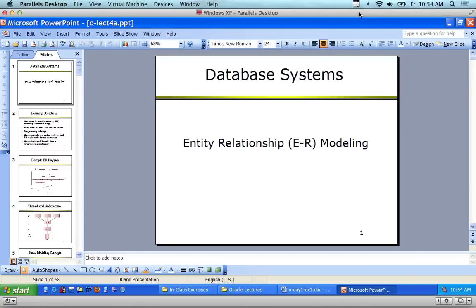Okay, let's start back up again. So this one is lecture number 4A. I've skipped us, we covered lecture number 1 a few minutes ago. Skipping 2 and 3, we're going to 4A, 4B. I'm going to cover half of 4A.